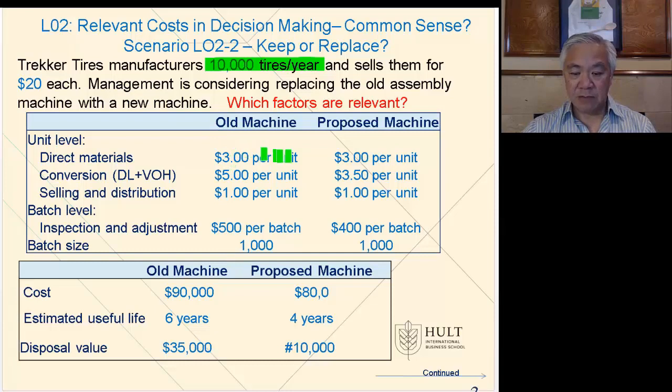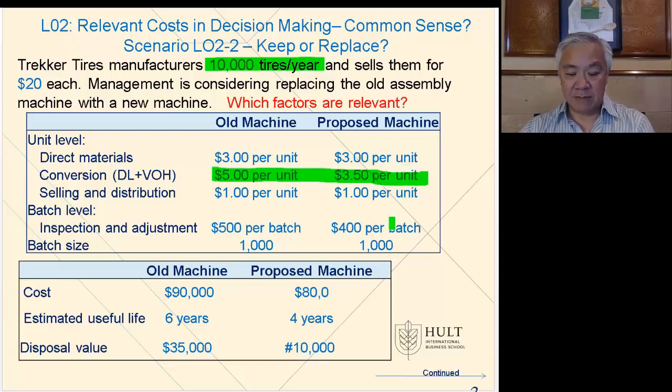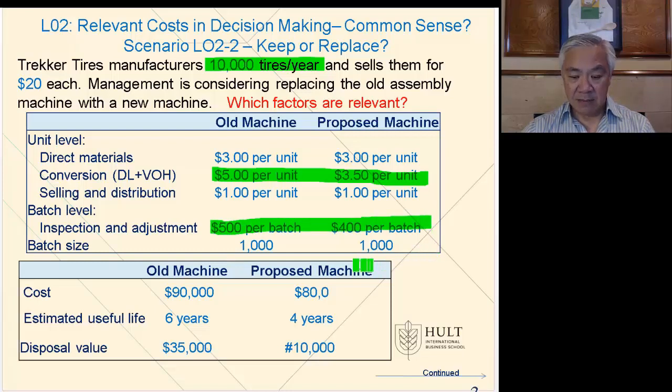Are direct material costs relevant? The answer is no, because notice they are the same. It doesn't differ. Is the conversion cost relevant? The answer here is yes, because they're future and differ among alternatives. Is the selling and distribution cost relevant? No, because it's still $1 whether you use the old machine or the new machine. Are the batch level inspection adjustment costs relevant? Yes, because it differs among alternatives. Is the batch size relevant? No, because it's the same.